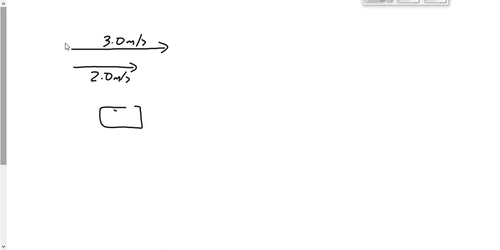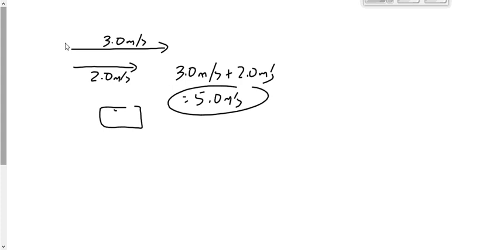Relative to that store over there, I'm moving at how fast? Not 2, 5 meters per second, right? My relative velocity is 5 meters per second. Now, how did I get that? I added these together, right? I said 3.0 meters per second plus 2.0 meters per second gave me 5.0 meters per second. That was my relative velocity.